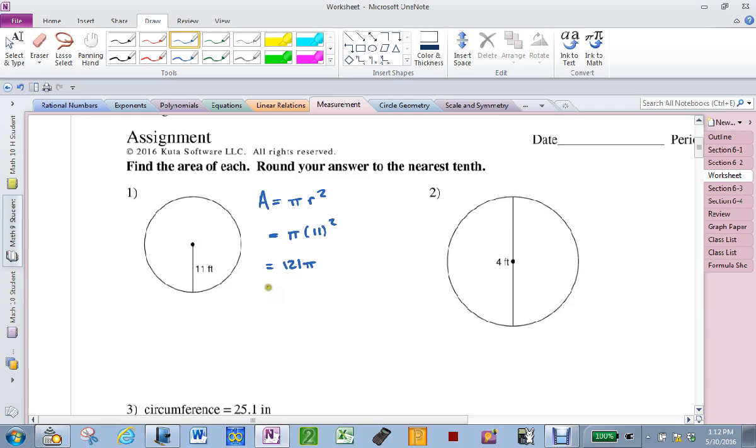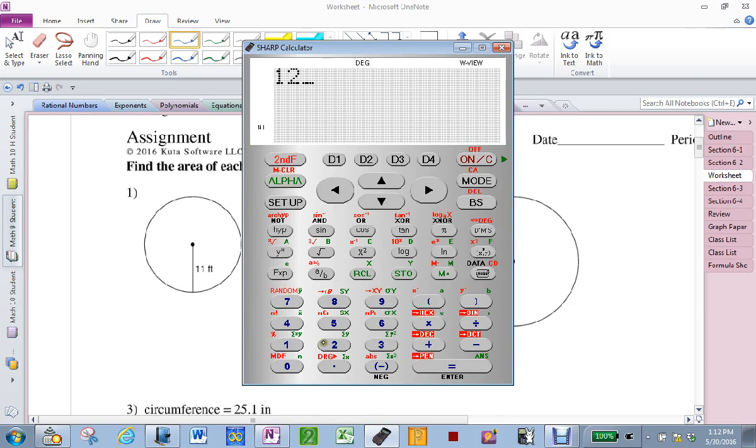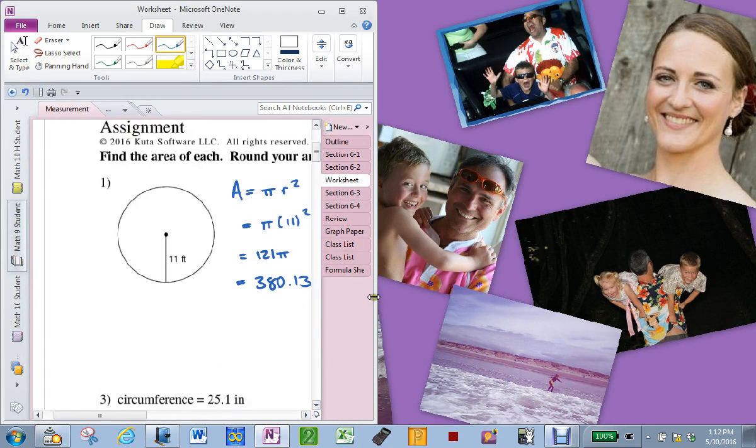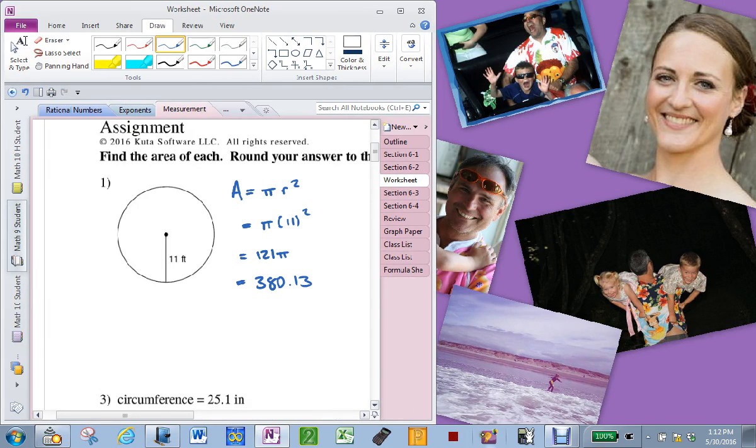That's fine. Many of you probably went one step further and did 121 times your pi button, which is 121 times pi equals. And then, of course, you got 380.13. Yes? Okay.